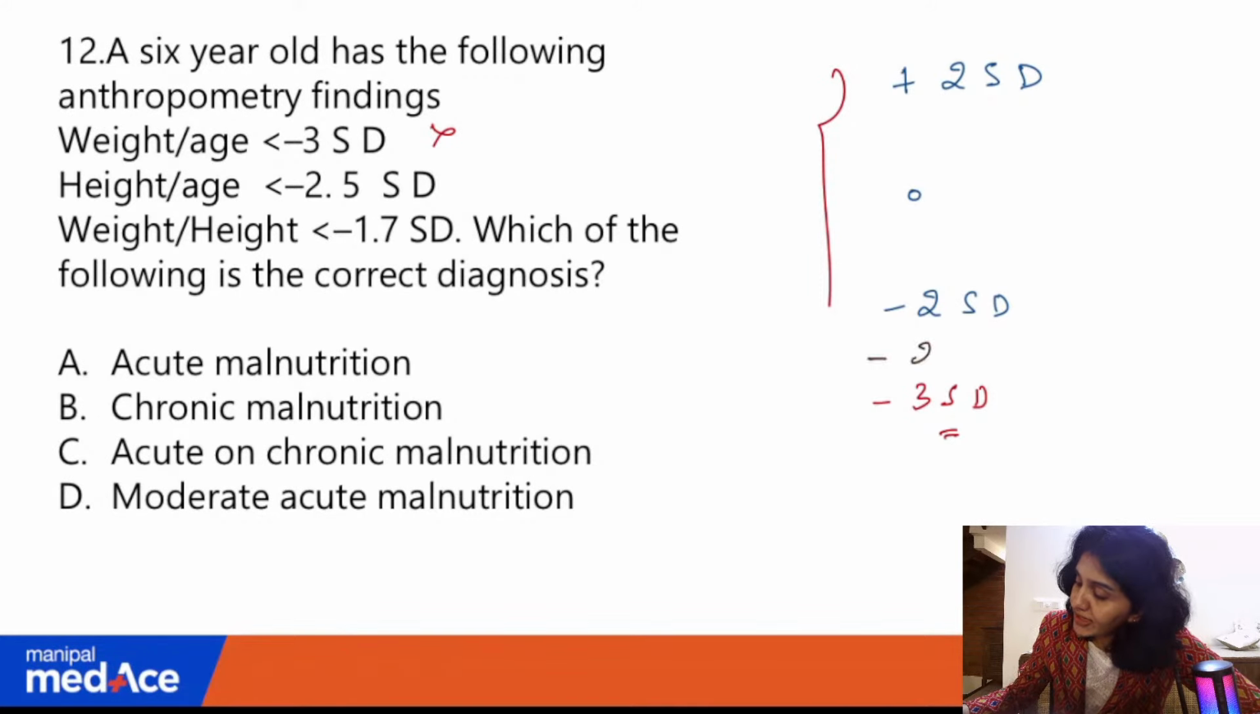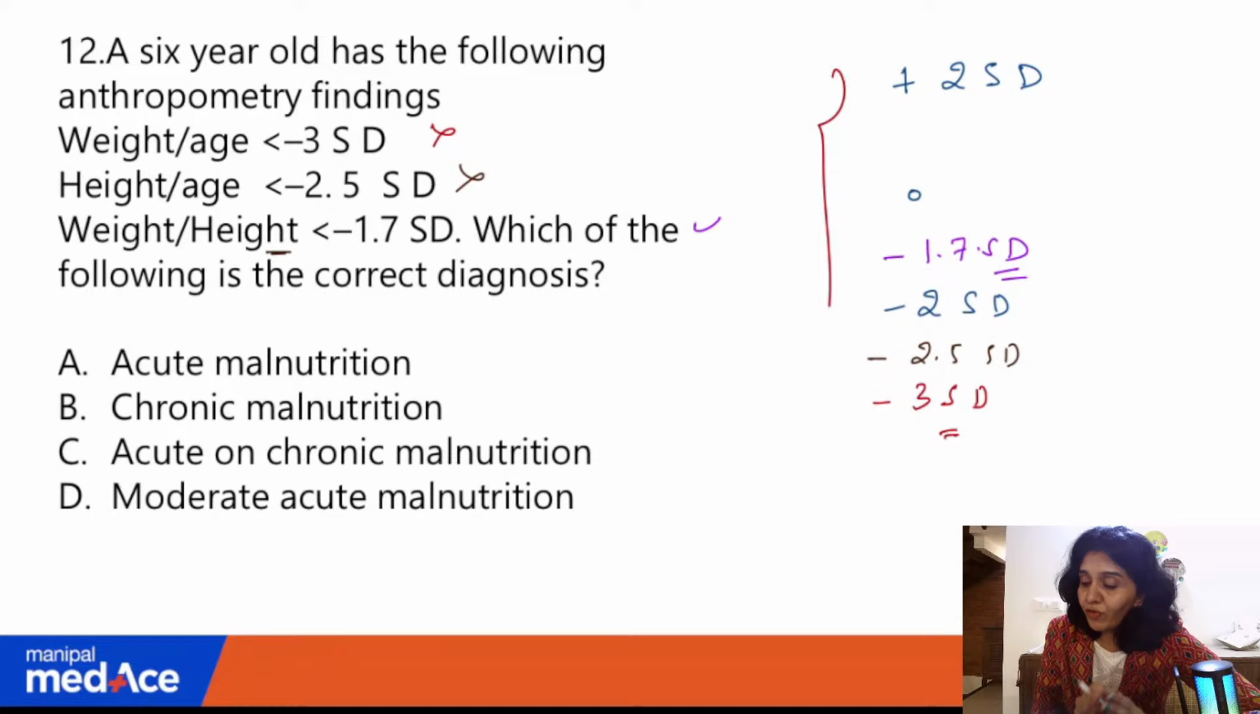Height for age, if you look, it is -2.5 standard deviation. Again, it is outside of this normal range, okay? So again, this is decreased. But if you look at weight for height, it is -1.7 standard deviation, right? So where does it come? Here, right? So is it in the normal range? Yes. So in this particular scenario, weight for age is decreased, height for age is decreased, weight for height is normal.